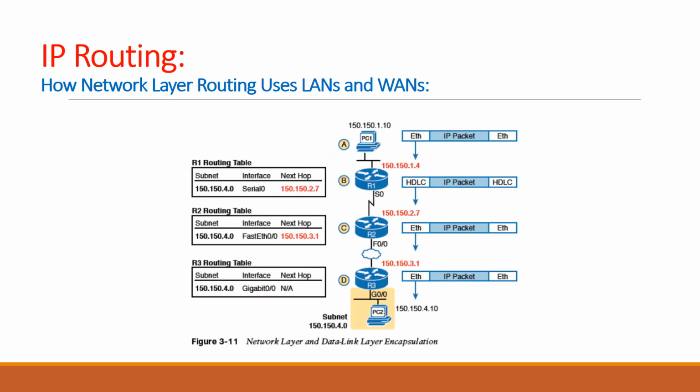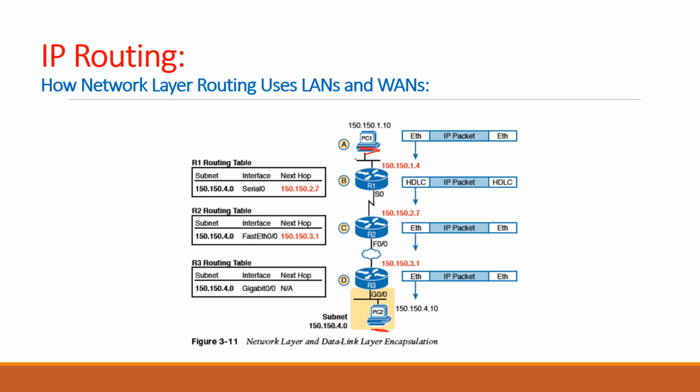Let's give an example here. We have PC1 and PC2. PC1 is trying to communicate to PC2. So first of all, PC1 does some mathematical calculation to determine whether the destination host is in the same group or in a different group. In this example, PC1 will find out that PC2 is in a different group, so it has to send the IP packet to the default gateway, which is R1.